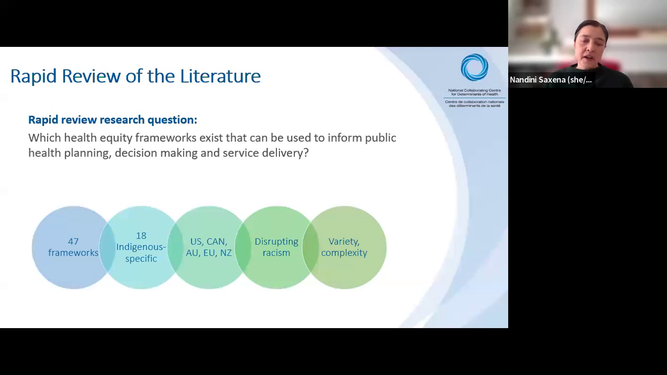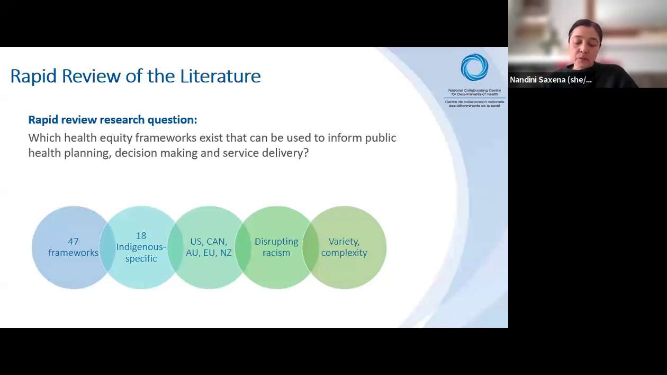So what you see up on the slide is the research question that we used to guide this literature review. And we were really focused on identifying actionable health equity frameworks. So frameworks that can be used to advance action. So through the review, we identified a total of 47 frameworks.